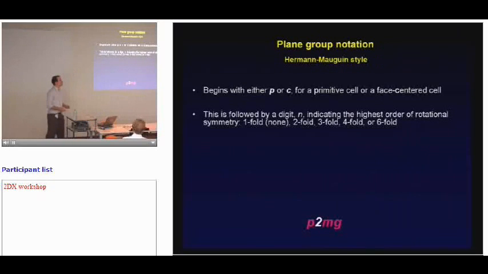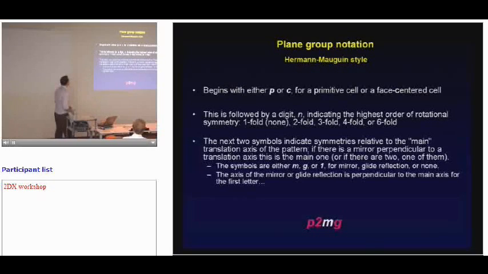Now, that funny notation that you just saw is something that was resolved many years ago. It's commonly referred to as the Hermann-Mauguin notation, or the international notation. And it basically tells us a lot about the symmetry that's present within the crystal. The first letter here tells us whether we've got a primitive or a centered cell. The second letter tells us about the rotational symmetry of the unit cell. And the next two symbols basically tell us about whether we've got mirrors or glides present.